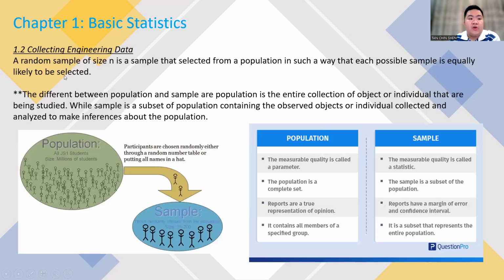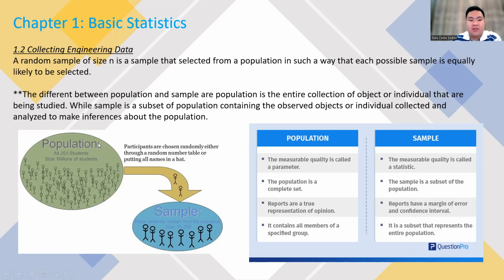So for 1.2, collecting engineering data. A random sample of size n is a sample selected from a population in such a way that each possible sample is equally likely to be selected. The important thing is the difference between population and sample. Population is the entire collection of objects or individuals that are being studied, while a sample is a subset of the population containing the observed objects or individuals, collected and analyzed to make inference about the population.